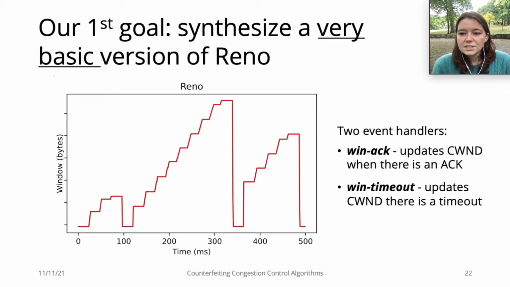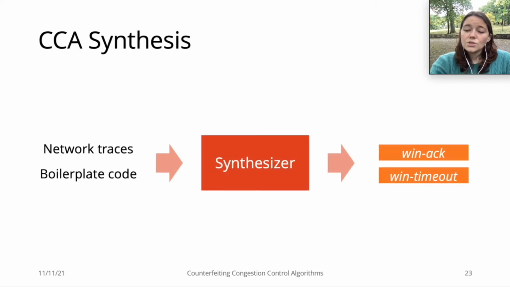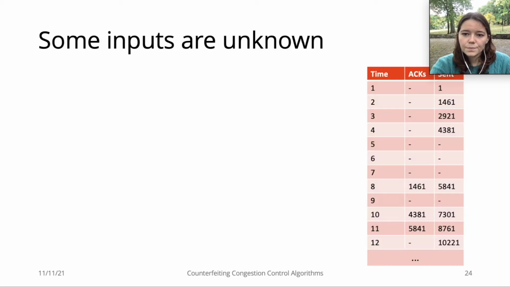In this paper, we take the first step towards CCA synthesis. We focus on synthesizing only a simplified version of Reno. In our simplified Reno, we consider the state to be just a congestion window, and we consider 2 event handlers. WinACK is the function that increases the window size when the CCA registers an ACK, and WinTimeout is the function that decreases the window size when a packet times out. We want to synthesize WinACK and WinTimeout from the information in the network traces.